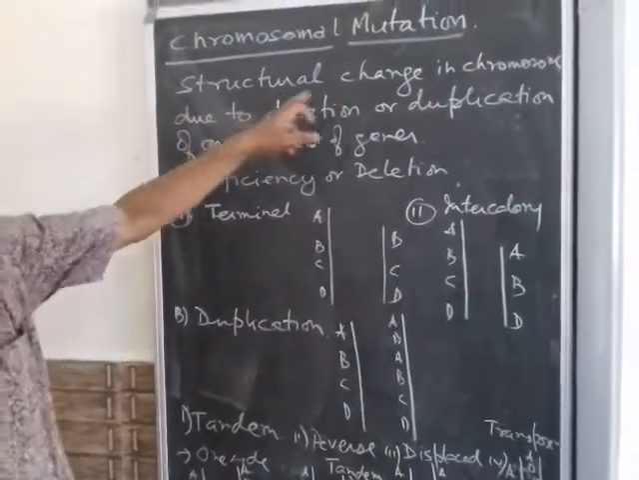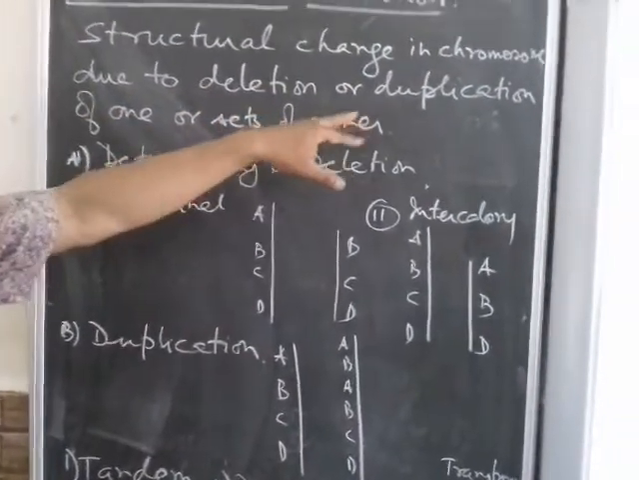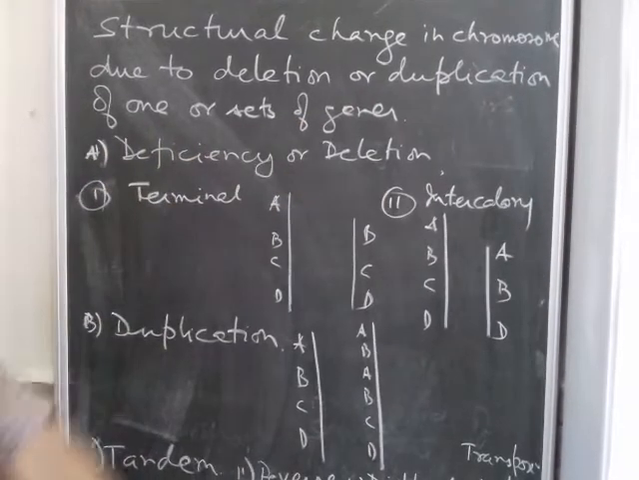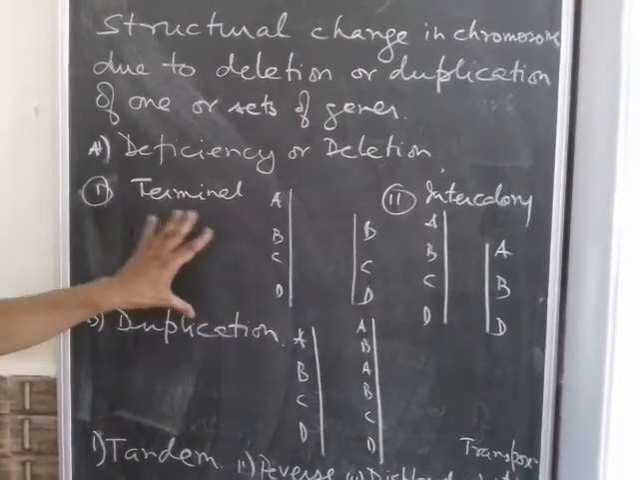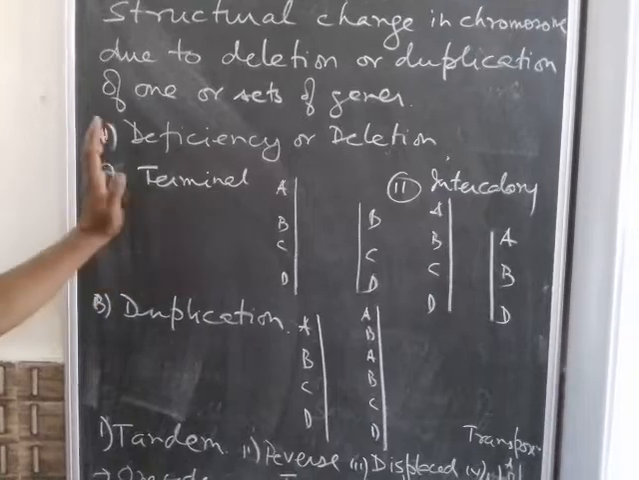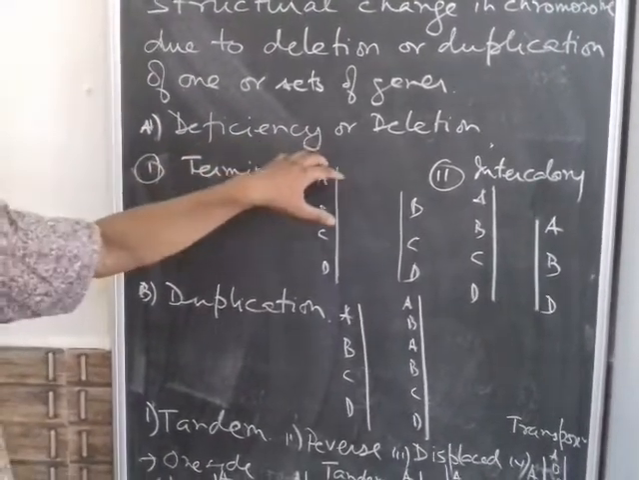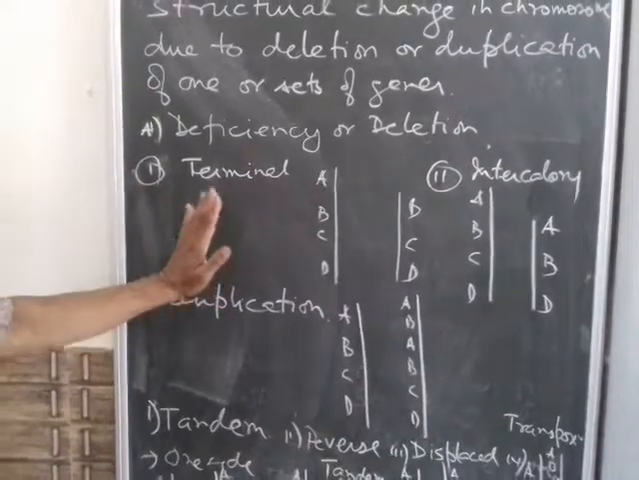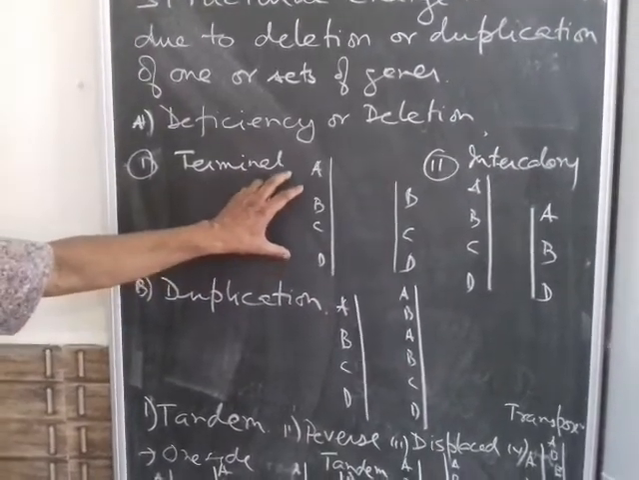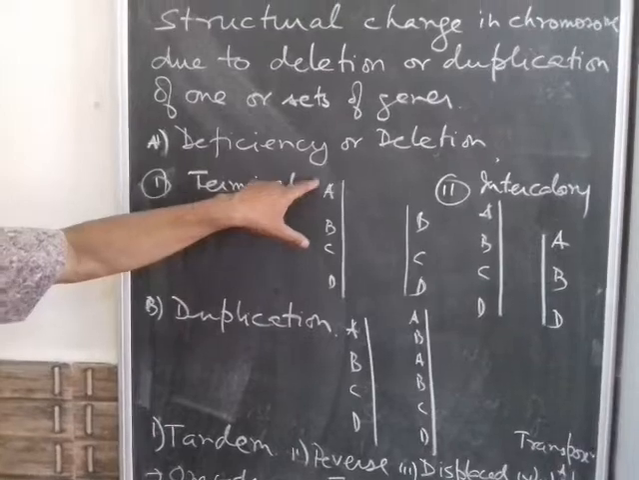So the definition is: structural change in the chromosome due to deletion or duplication of one or more sets of genes. Now this chromosomal mutation is of different types. The first one is deficiency or deletion. In deficiency or deletion, we say that the deletion can take place in the terminal position.